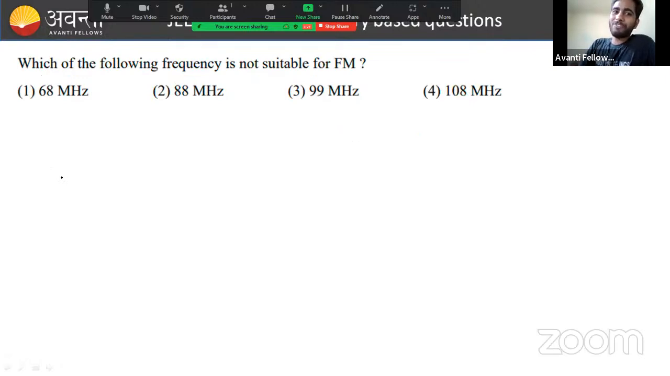Okay, which of the following frequencies is not suitable for FM? Let me know. This is the easiest question for the class. Without studying anything, guys, you can answer this question. Look at this one. They're asking which is not suitable. Have you ever heard about FM? Did you ever listen to the radio? Tuning the radio? At least on mobile?